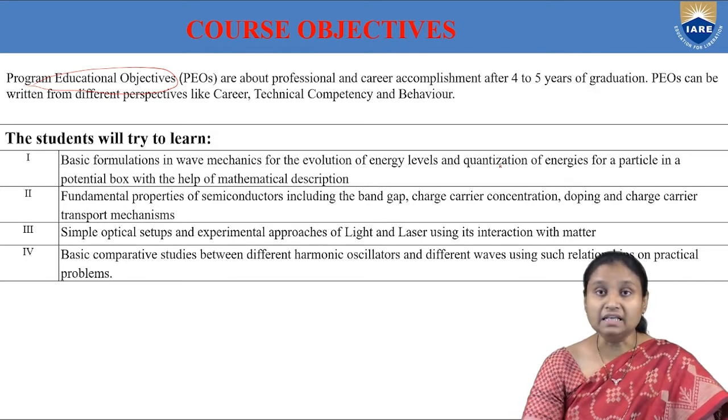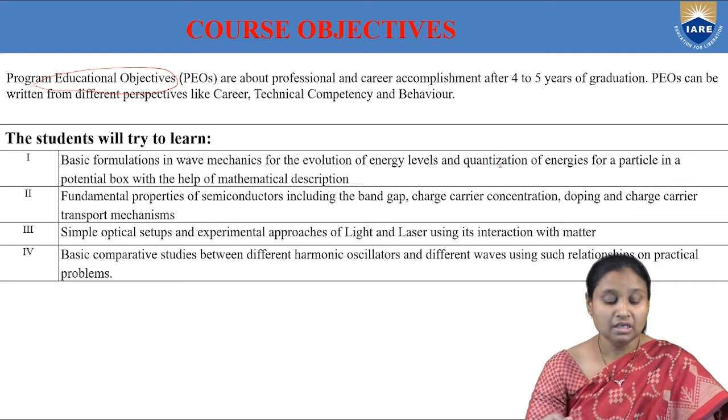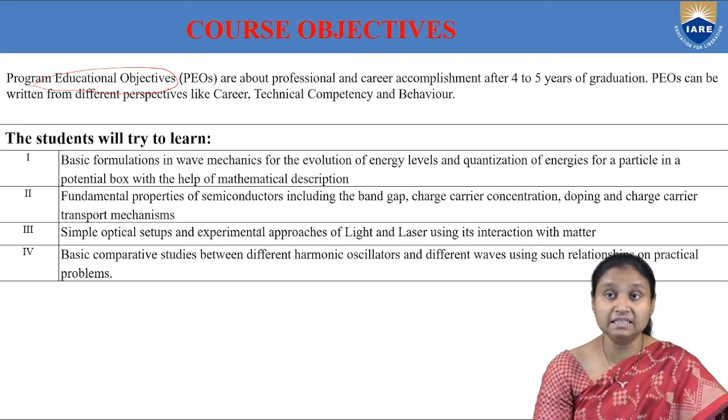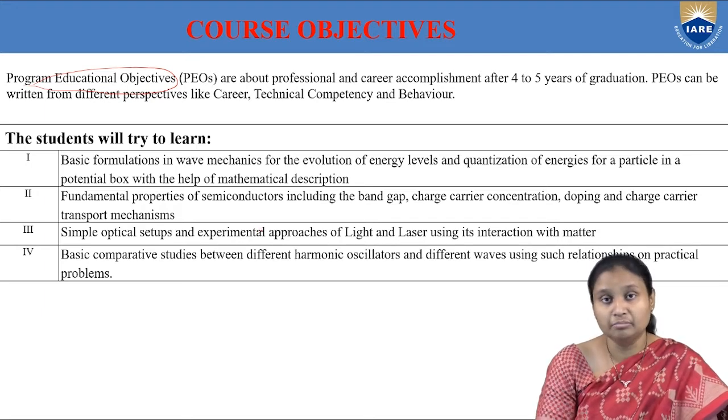And coming to the second course objective, after learning engineering physics, students are going to learn about the fundamental properties of semiconductors, including the band gap, charge carrier concentration, doping, and charge carrier transport mechanisms. And coming to the third objective, students are going to learn simple optical setups and experimental approaches of light and laser using its interaction with matter.